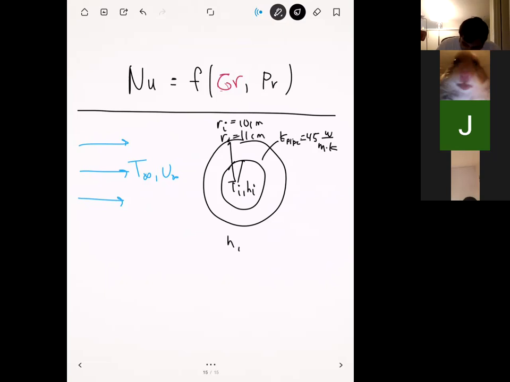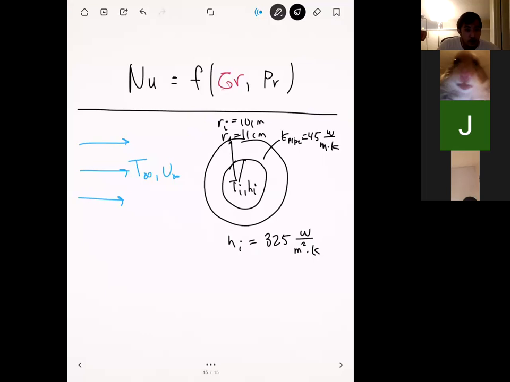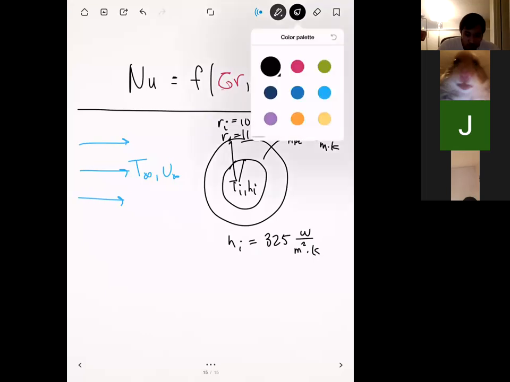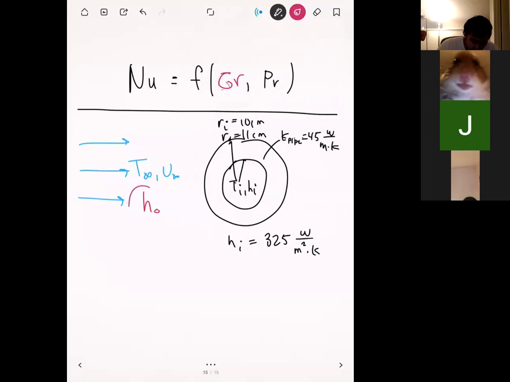And then I give you Hi in the problem. Hi is 325. Okay. And so in parts A through E, I basically have you solve for Ho because that's the one that's not given, right? Mhm. And so you solve for that using cylinder in cross flow and the Nusselt numbers for that. Yep. And so once you have Ho, you can set up your thermal circuit with 3 resistors.